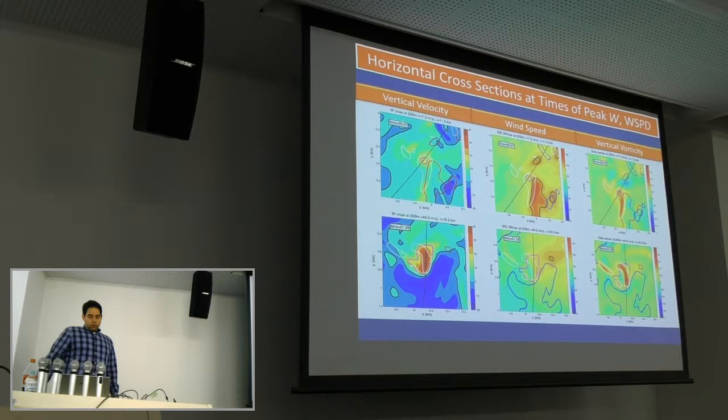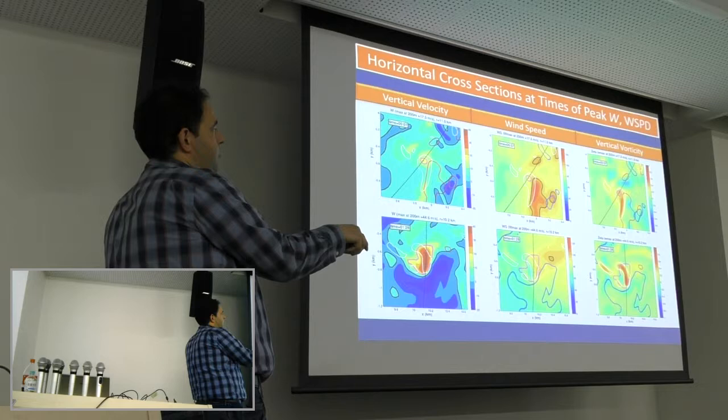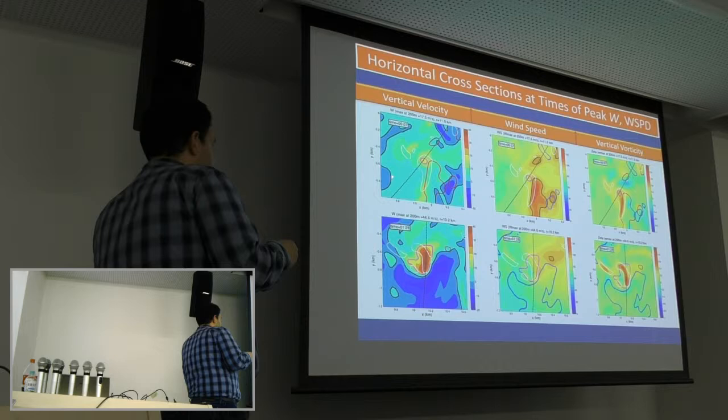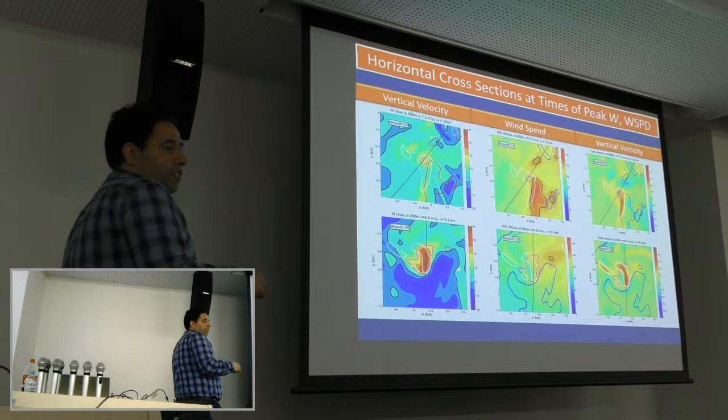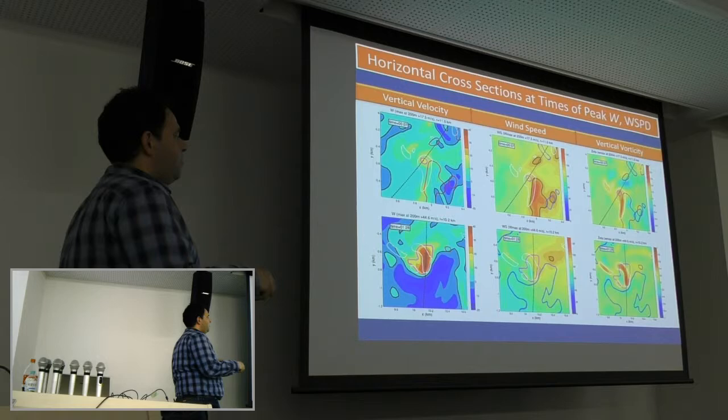So this shows the horizontal cross-section of vertical velocity on the left, horizontal wind speed in the center, and vertical vorticity on the right. The top plot is at the time of peak horizontal wind speed, and the bottom plot is at the time of peak vertical velocity, peak updraft. And these are all 1 by 1 kilometer boxes. So the scale of these features is on the order of 500 meters.